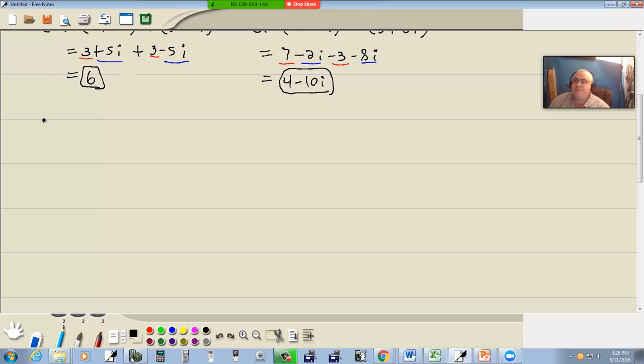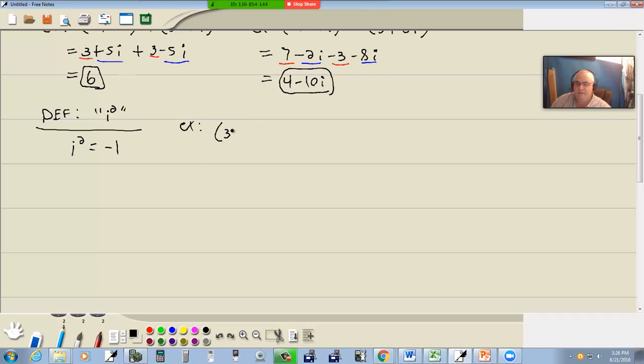Now we have another definition that comes up fairly often when we're talking about imaginary numbers. And that's what i squared is equal to. i squared is equal to negative 1. I won't go into the proof here, but if you go back to the previous definition of i and square both sides, you get that. Now that comes in handy when we're working with multiplication.